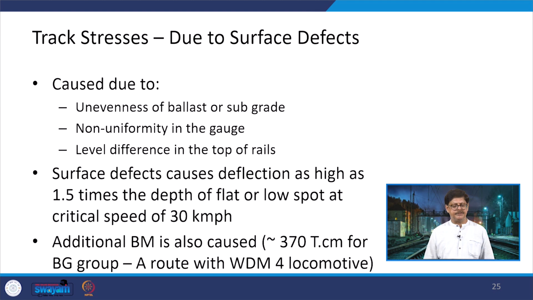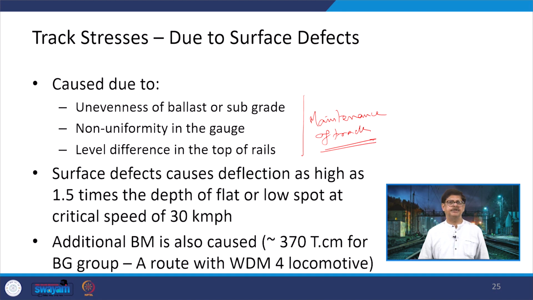In the case of surface defects, it is caused due to the unevenness of the ballast or the subgrade, or the non-uniformity in the gauge, or the level difference in the top of the rails. So, these are the 3 cases which are totally related with maintenance of the track. So, if there is a problem with the maintenance of the track, then the stresses again get induced. We already talked about that if the rail seat is not properly fitted, then the lift will be there and that lift is going to create a negative stress, or the bending stress increase will be there by 10% because of that lack in the maintenance.